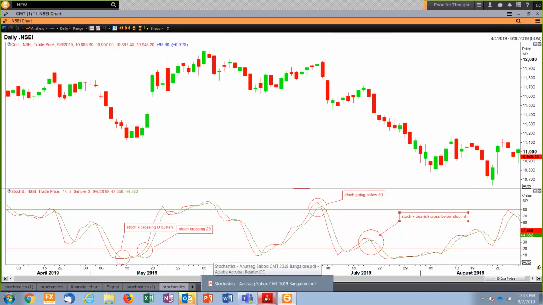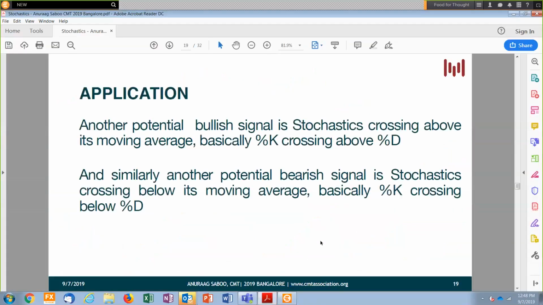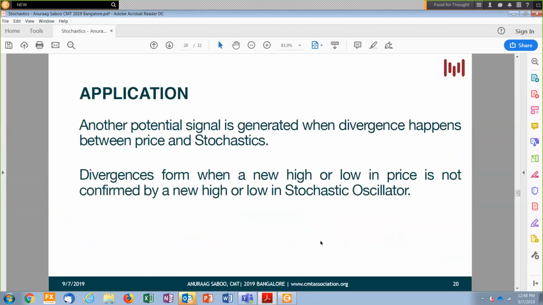So let's see another very interesting interpretation of stochastic. Another potential signal is generated when divergence happens between price and stochastic. This is a very interesting phenomenon which happens mainly with the momentum indicator. Divergence forms when a new high or low in price is not confirmed by a new high or low in the stochastic oscillator. Which basically means price is making a new high, but the momentum, represented by stochastic, is not making a new high.